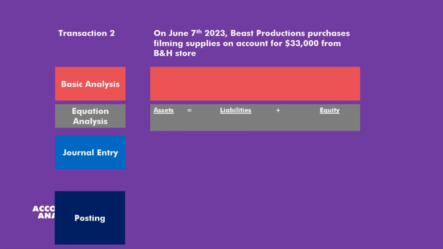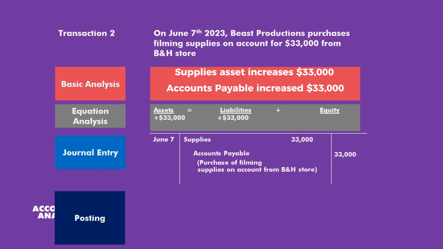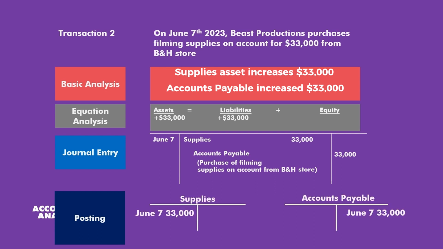The second transaction. On June 7th, 2023, Beast Productions purchased filming supplies on account for $33,000 from B&H store. Beast Productions got new assets, so the supplies asset increased $33,000. Payment was on account and not in cash, so accounts payable increased $33,000. We look at the equation and verify that the equation is in balance. The left and right sides are equal. We want to increase an asset account, so we debit supplies. We want to increase a liability account, so we credit accounts payable. In the ledger, we post the entries in the appropriate accounts as we did previously.